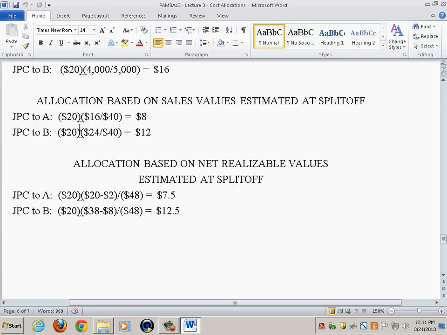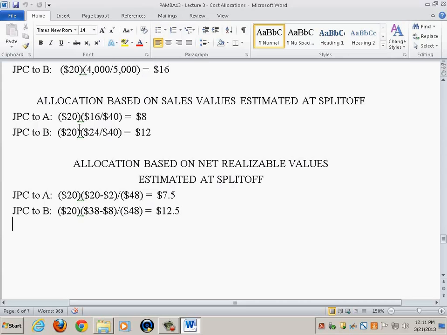These net realizable values are also pretty arbitrary, because there's no reason for us to believe that if we knew the true costs of the joint product going to A and to B, the true costs would necessarily split in relation to the estimated net realizable value.